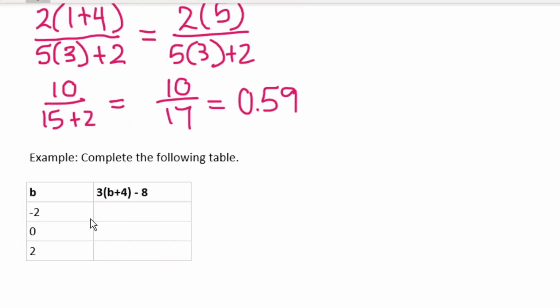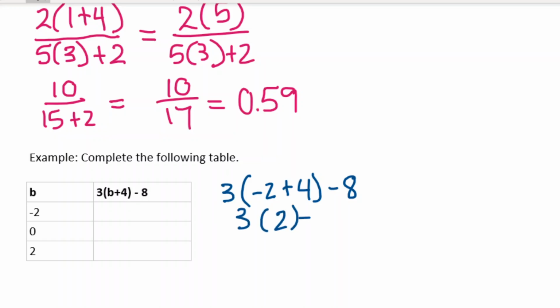Another way that you might see expressions is in a table like this. So all this is telling us is that here are our values for b. So b equals 2, we're going to do it. B equals 0, we're going to do it. And b equals, did I say 2? -2, 0, and 2. So it's basically hiding 3 questions in one. You know math teachers like to do that. So we're basically going to do this for each. So first one, b equals -2. So we put -2 in where b was. -2 plus 4 is the same as 4 minus 2 is 2. 3 times 2 is 6. And then 6 minus 8 is -2. Would you look at that?